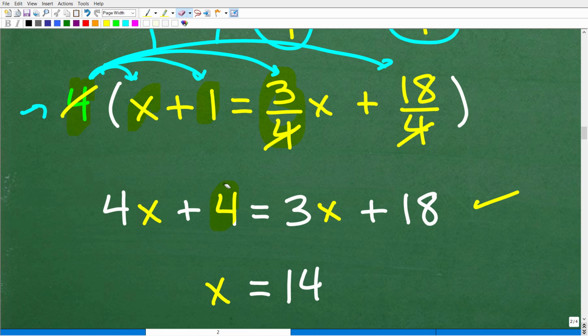And now look at this. This is super easy to solve. Now, I didn't show these steps, but I'll show them right now. So the first thing we're going to do is move all our variables to the left-hand side. So we'll subtract 3x from both sides of the equation.